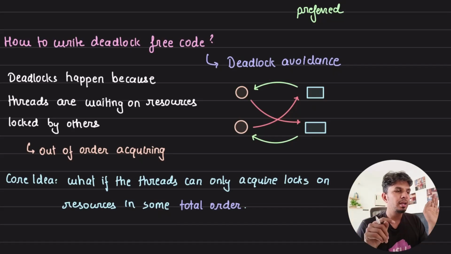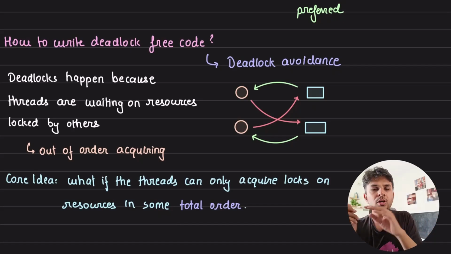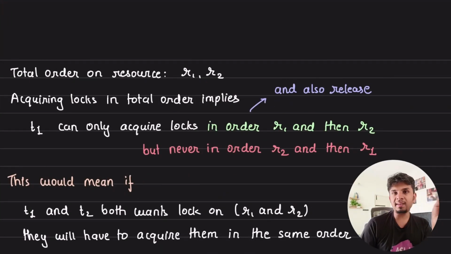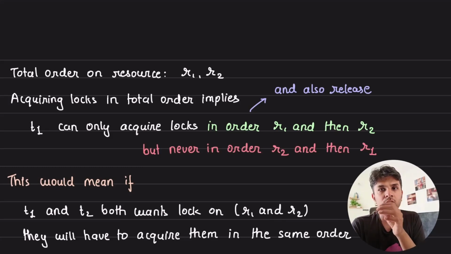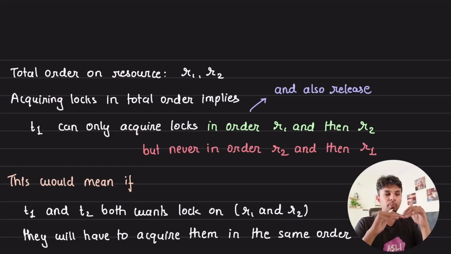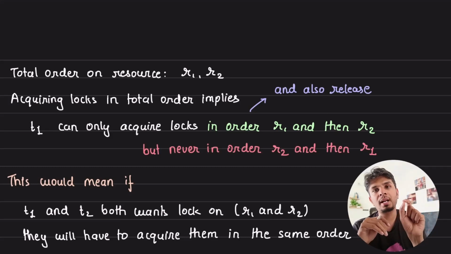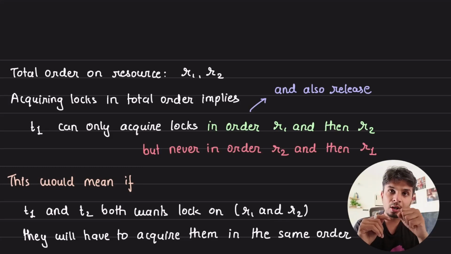For example, let's say the total ordering that we use is numerically sorted, R1, R2, R3, R4. If thread T1 wants to acquire a lock on resource R1 and R2, it will have to acquire the locks in the same order, R1 and R2. If T2 wants to acquire the lock on R2 and R1, no, there's total order. T2 would have to acquire the lock on R1 and then R2. So you are imposing a total order in your system where your threads have to acquire the locks in a certain order. And this will help you avoid the deadlock.